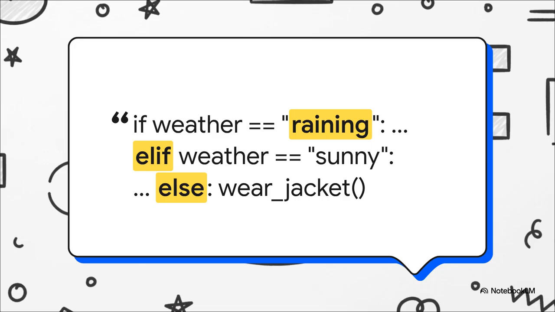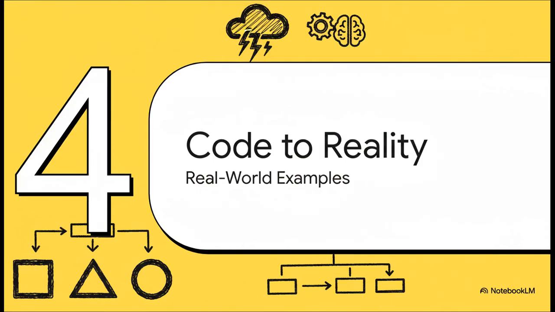Now, as soon as the program finds a condition that's true, it runs that one block of code, and then, and this is key, it jumps over all the other checks below it. So if it's sunny, it'll run the wear sunglasses code and then completely ignore the snowing check and the final else. It's super efficient that way. First match wins. So we've got if, elif, and else.